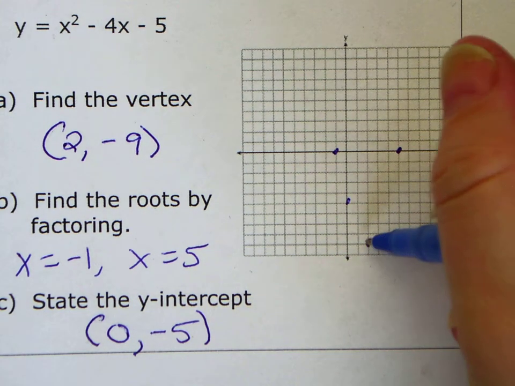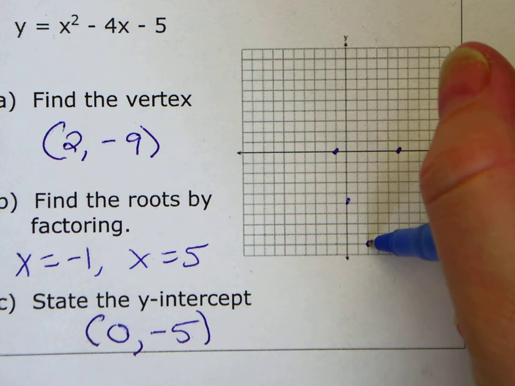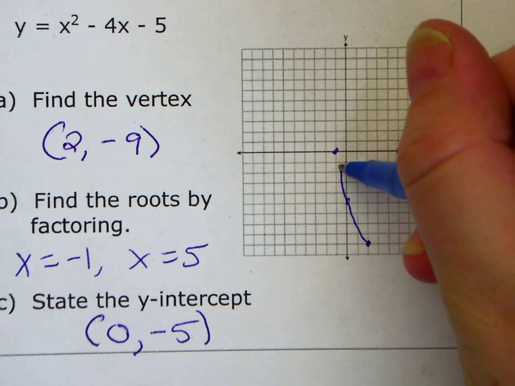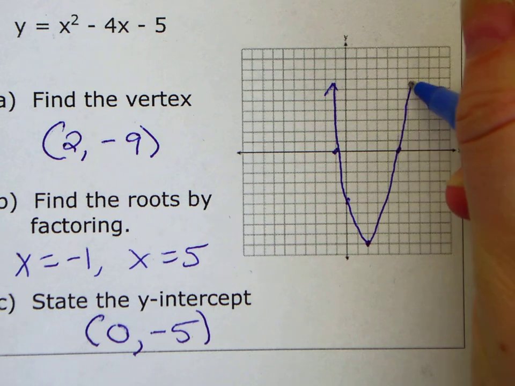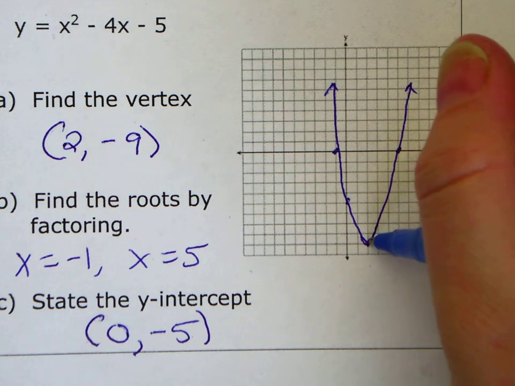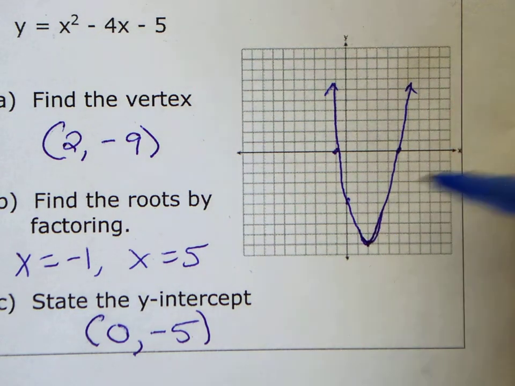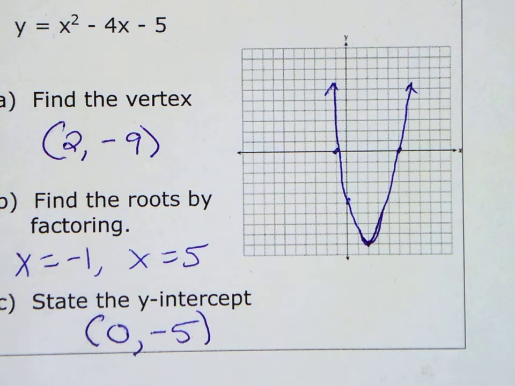Right? And so there's not as many points here, so you kind of have to estimate a little bit more. But that's our parabola. Trying to make it nice and curvy. I did not do a good job of that. Okay, and that's your parabola. Right? So this is just using different information.